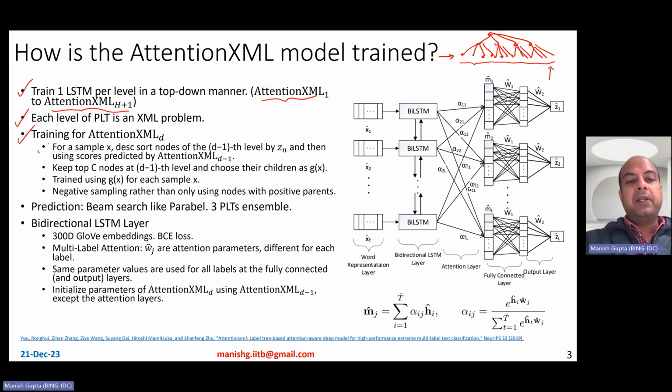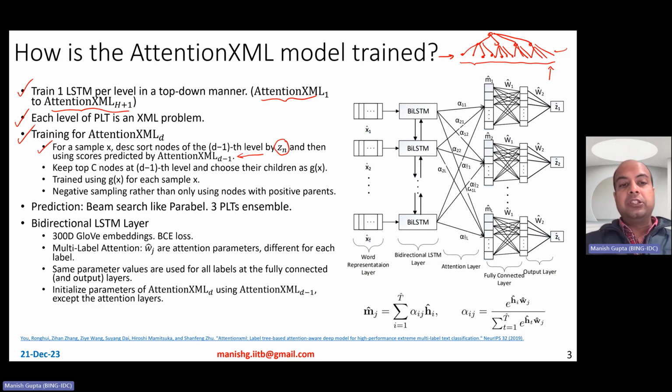Okay, so for a particular sample X, you first want to figure out which of these nodes are going to be active. Of course, some of them are going to be positive, some of them are going to be negative, but which of them are going to be active is what you want to learn first. Okay, so for a particular sample X, you basically choose these nodes. And how do you choose these nodes? Well, you first sort them by their Z_n values. So for this particular training sample, if particular nodes were active, in the sense that they were traversed, then you would surely want to keep them. But you also want to sort them by the score of AttentionXML-(D-1).